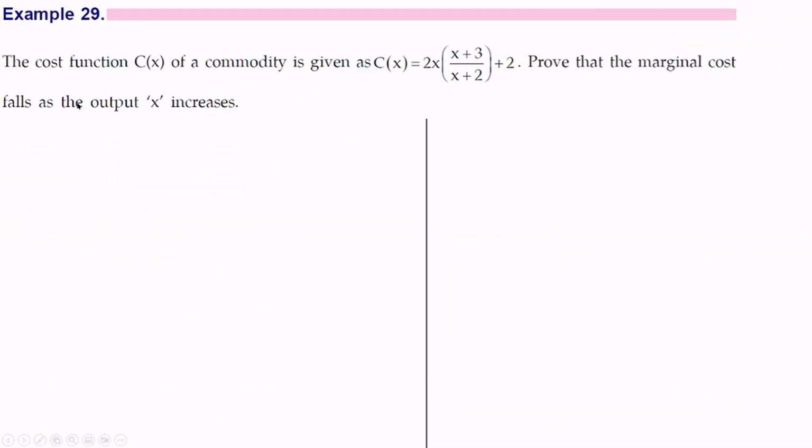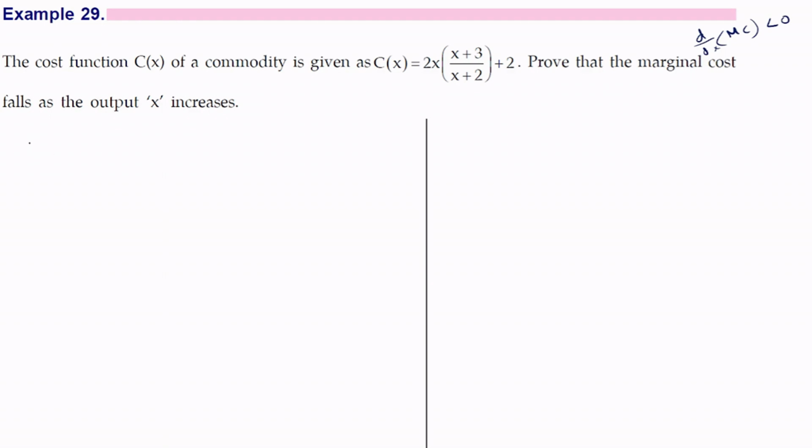Let us move on with the examples. Next question. The cost function c of x of a commodity is given as c of x is equal to 2x into x plus 3 upon x plus 2 plus 2. Prove that the marginal cost falls as the output x increases. So we have to prove that marginal cost function, it is a decreasing function. So we have to prove that marginal cost falls as x increases. That is, we have to prove that derivative of the marginal cost, it is less than 0.